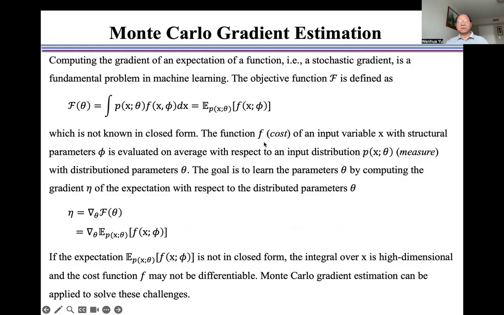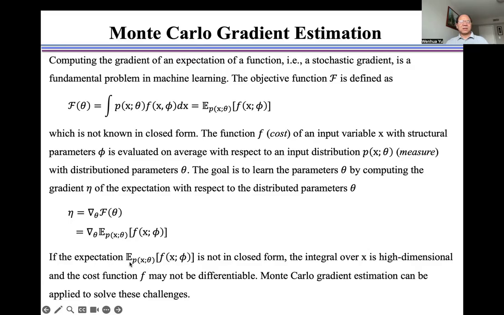A function f of an input variable x with structural parameters phi is evaluated on average with respect to input distribution p with distributed parameters set as shown here. The goal is to learn the parameters set by computing the gradient eta of the expectation with respect to the distributed parameters set as shown here.